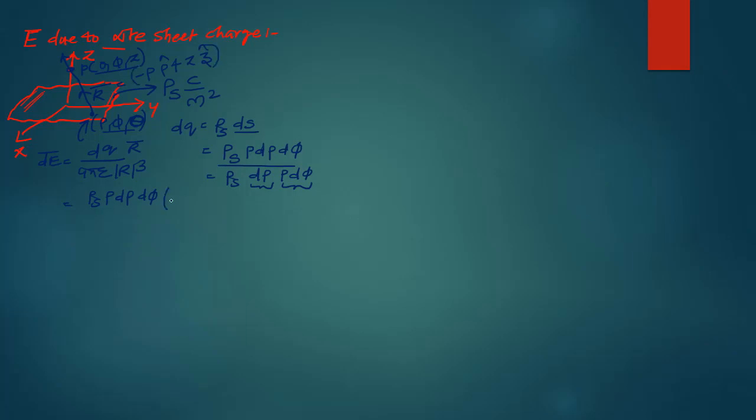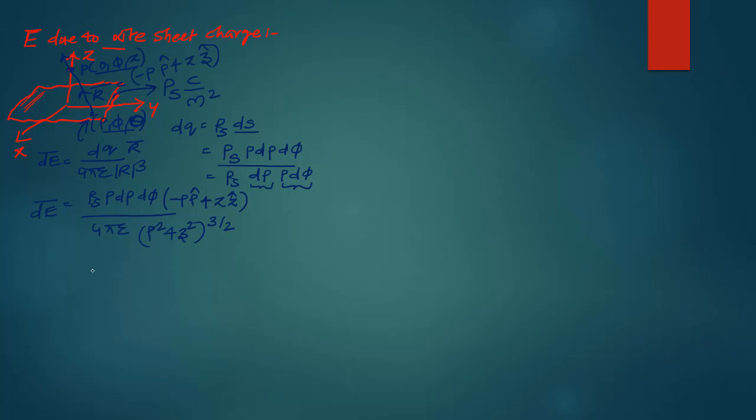That is what I am substituting here: minus rho cap plus z cap by 4 pi epsilon, magnitude of r cube. Magnitude of r is rho square plus z square whole power 1 by 2, but cube is there, that's why 3 by 2. This is the differential electric field due to the differential element available at rho, phi, 0.